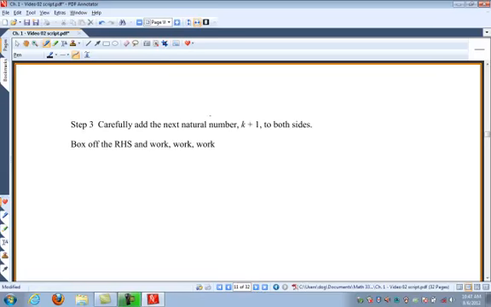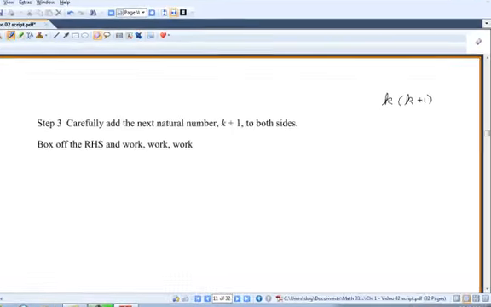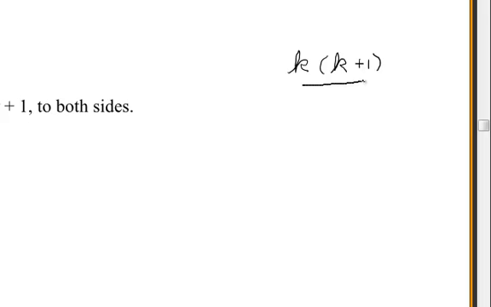Now we've assumed it's true for k, so now we need to prove it for the next natural number, k plus 1. We need to prove it, and there's some work in that. Okay, so now my right-hand side was k times k plus 1 over 2, squared. Oh no, the squared goes on the outside. k plus 1, there we go, divided by 2, squared. So this is from the induction step.